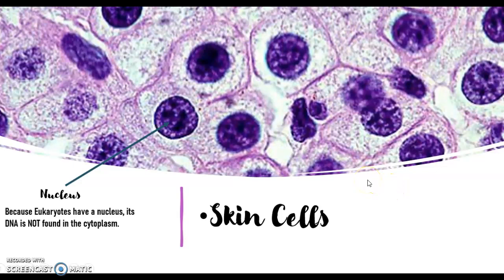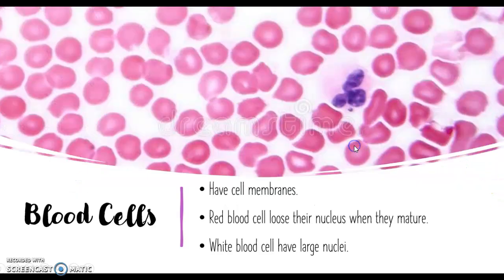Now, here's a picture of skin cell. These are also eukaryotic cells because they have organelles. In this case, you can very easily see the nucleus, but there are no cell walls. Instead, you're going to see cell membranes. Remember, plant cells will have both the cell membrane and the cell wall outside that cell membrane. But in eukaryotic animal cells, you're not going to see a cell wall.